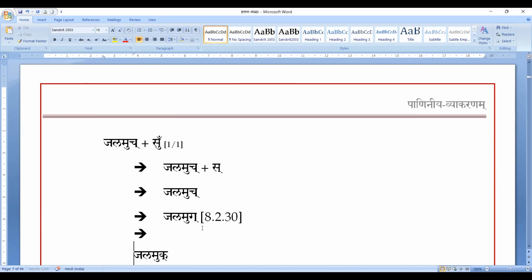After 8 to 30, we are in Tripadi. We have applied it. Please don't make noise. Jalamuch has become Jalamuk, not Chakara, Kakara. Chavarga is replaced by the corresponding Kavarga letter. Jalamuk. Then after that, what will apply? The series of rules, if you see, 8 to 30, Chogokuhu.